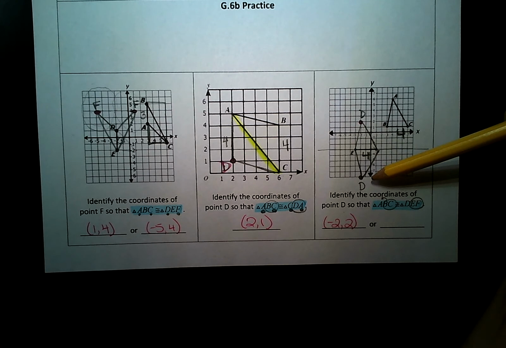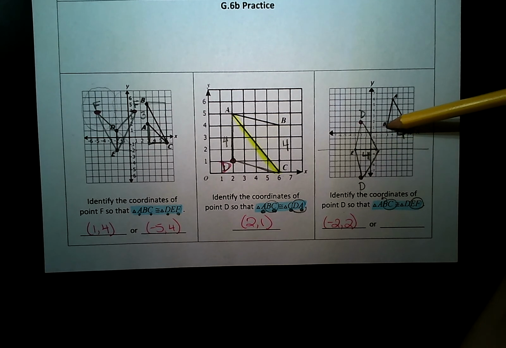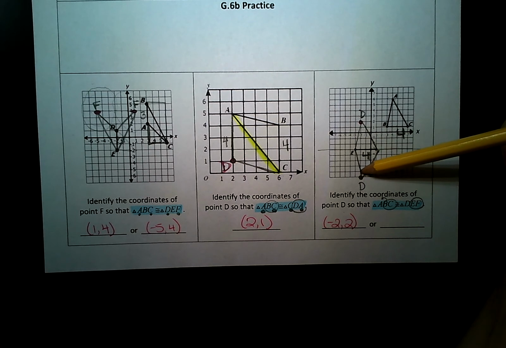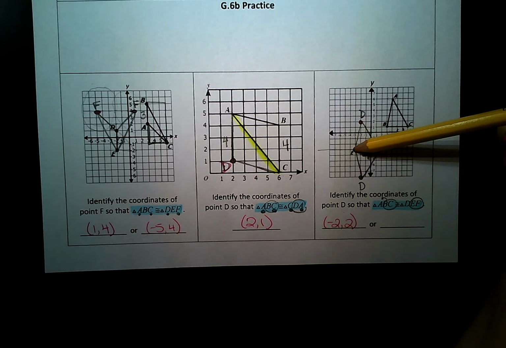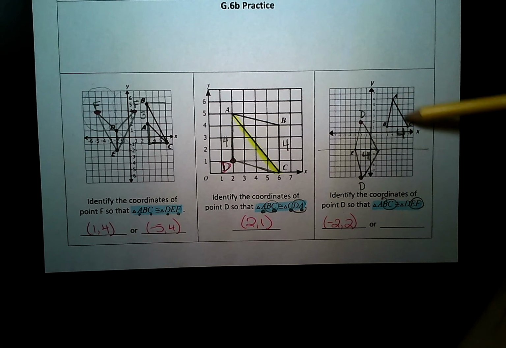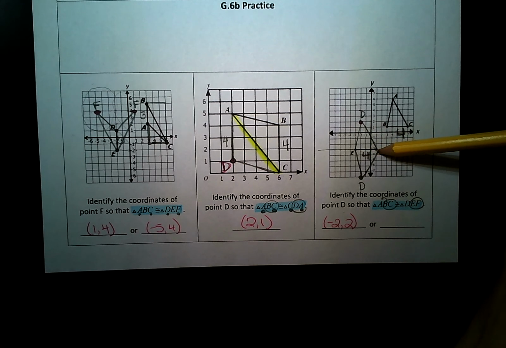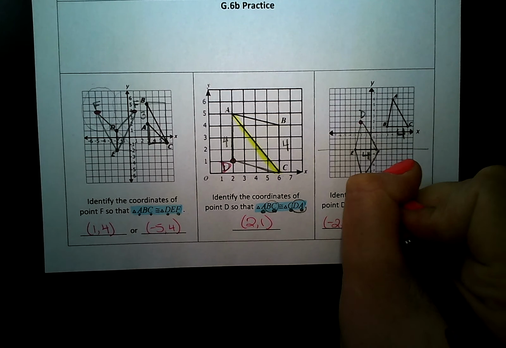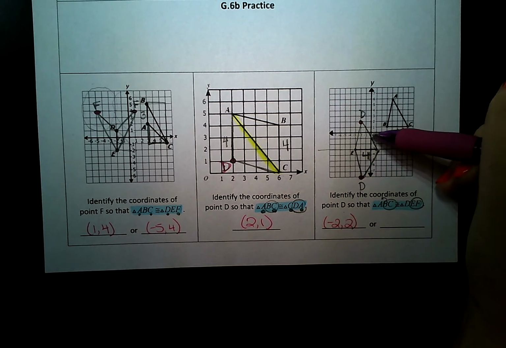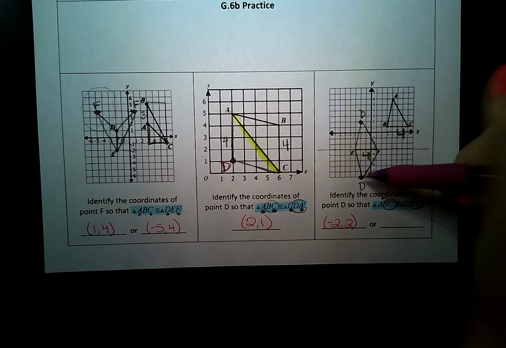Okay, do we keep the same rise over run? Well, B to A was a rise of 5, a run of 1. So D to E, rise 5, run 1. That's good. A to C was a rise of 5, a run of 3. So D to F is a rise of 5 and a run of 3. So we've got 2 locations that point D could be. This is the point -2, -8.